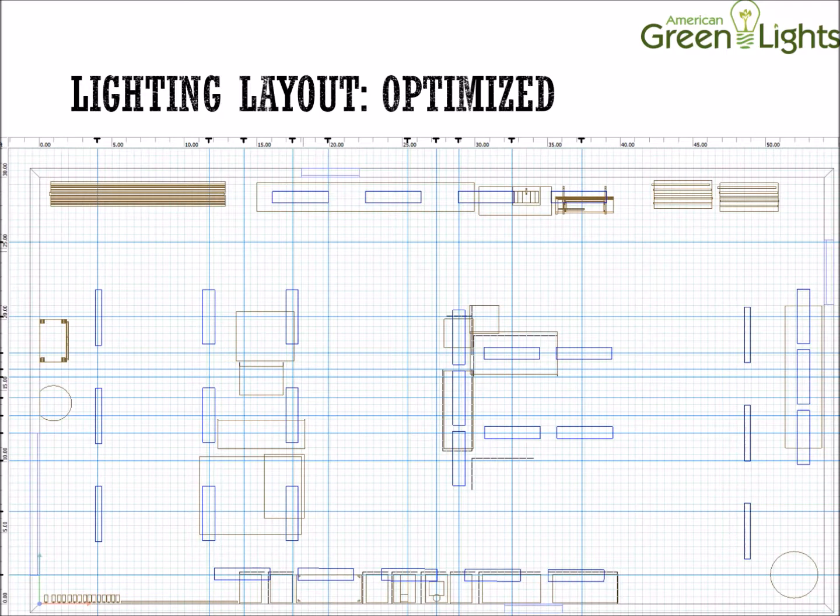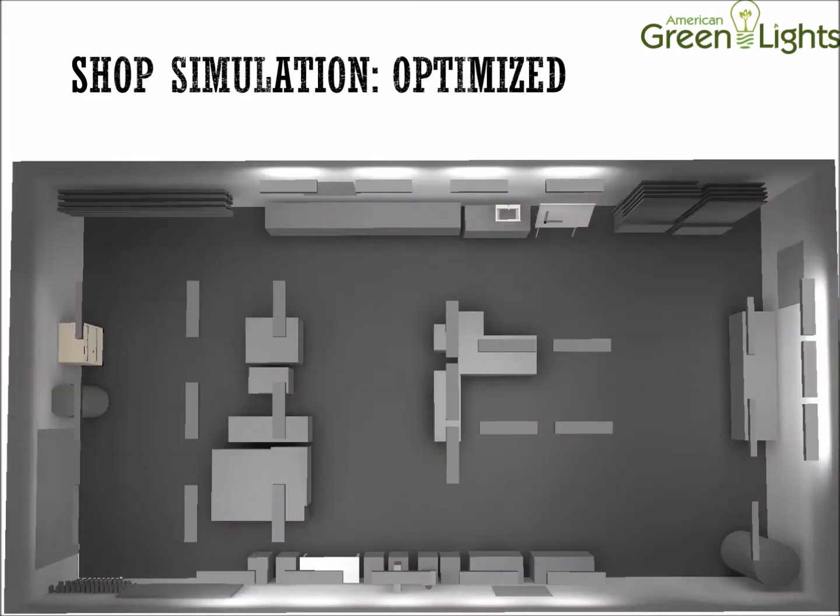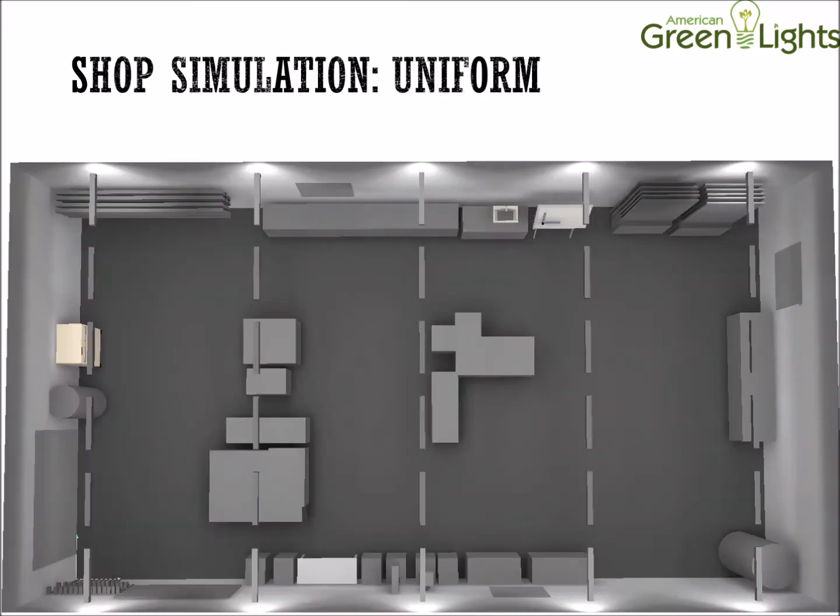In the optimized scenario, we have the light fixtures that are placed in different locations above the major work areas in order to concentrate the light over those areas and minimize in the wood storage and tool storage areas. So in the uniform scenario and in the optimized scenario, you can see the differences of where the light fixtures are located.